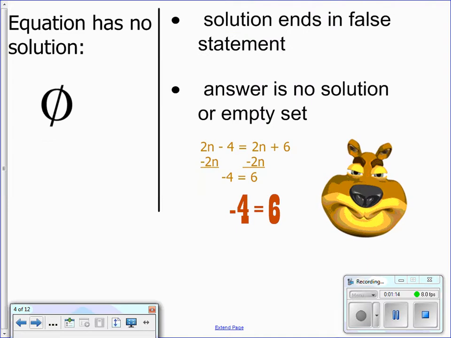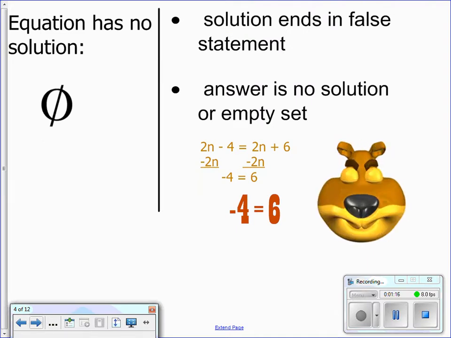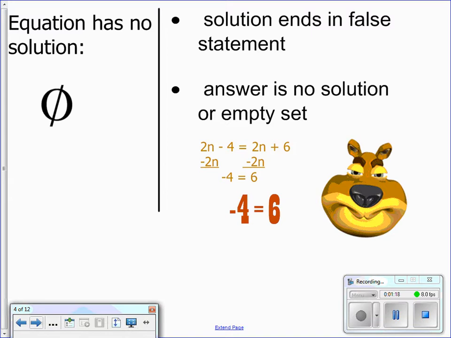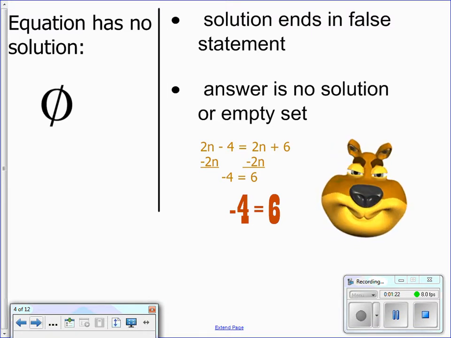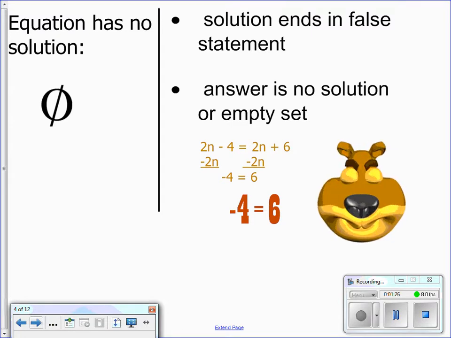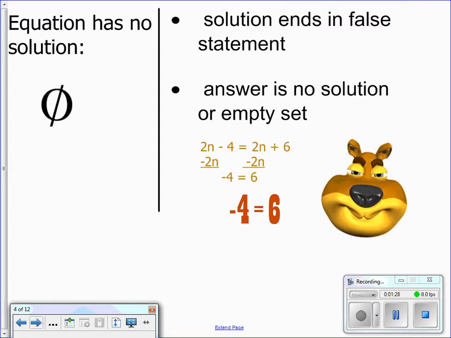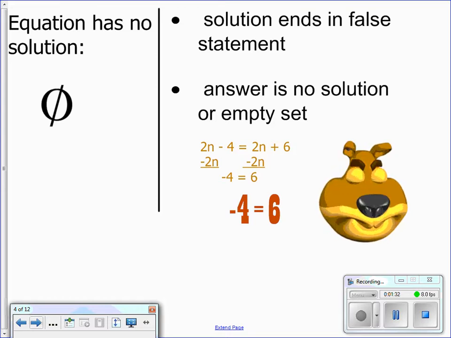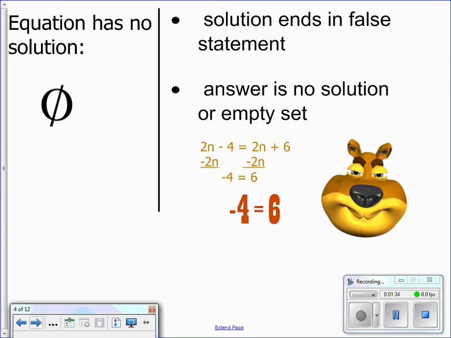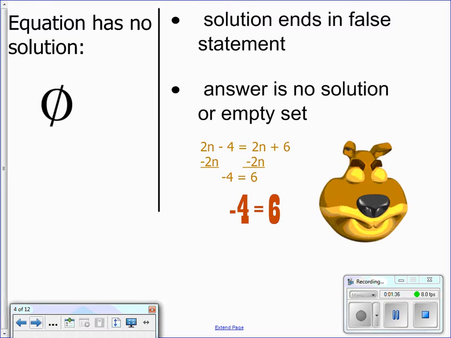Sometimes the equation has no solution. So we know that when we solve the equation and it ends in a false statement. For example, this 2n minus 4 equals 2n plus 6. When I subtract 2n from both sides, I get the statement negative 4 equals 6. Negative 4 does not equal 6, which means that there is not any number that we could put in for n and solve this equation.